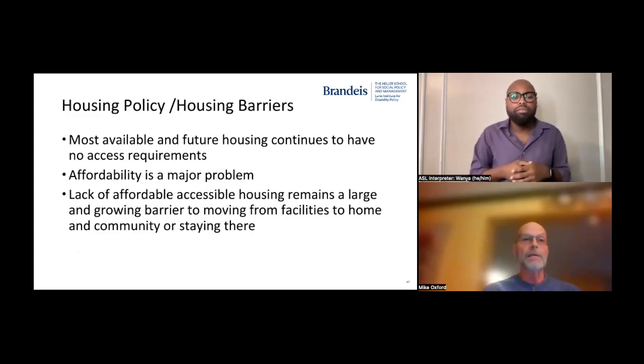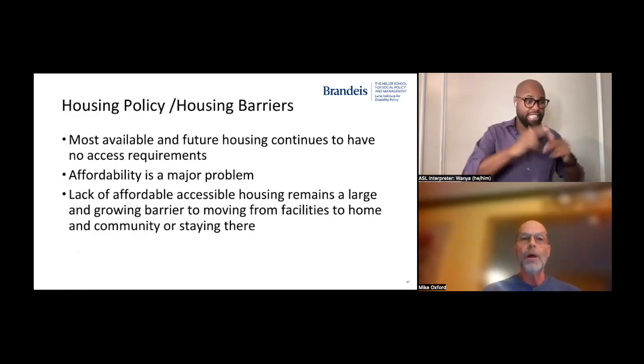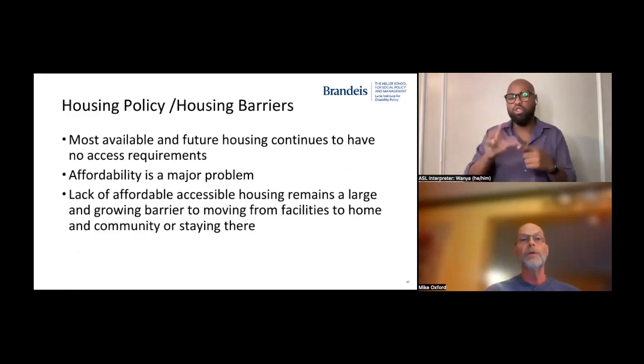Affordability is an increasing problem. And again, this remains one of the largest barriers reported from people that want to move from facilities to their own place or staying in the community. And I can tell you that my experience right now today with Denver, where all morning I was on the phone about numerous housing issues, it's very, very true there. Next slide, please.